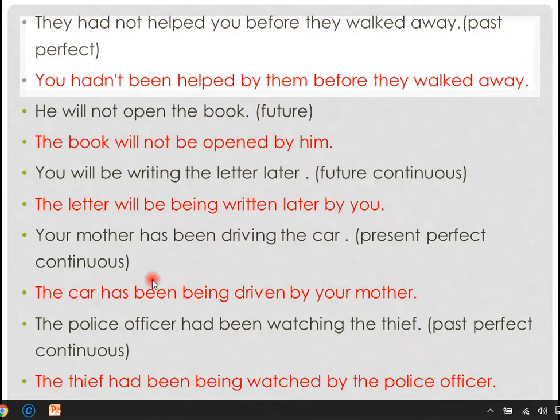Sorry, I corrected. It should be your mother has been driving the car, and it becomes the car has been being driven, because I have perfect tense, continuous tense, and driven belongs to the passive voice. And we have past perfect continuous as well. We have had been being watched by the police officer. You can check the examples and see the difference between them.